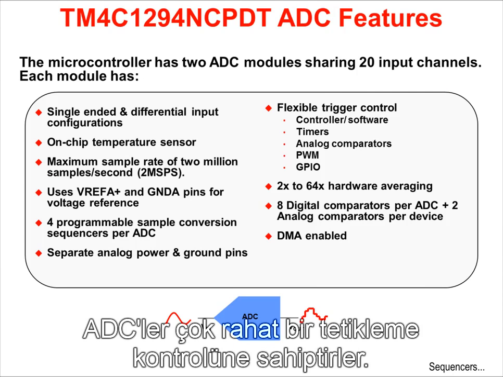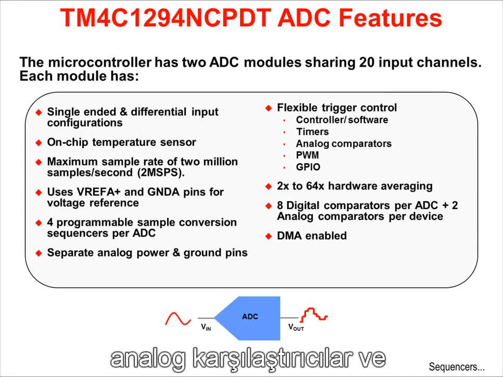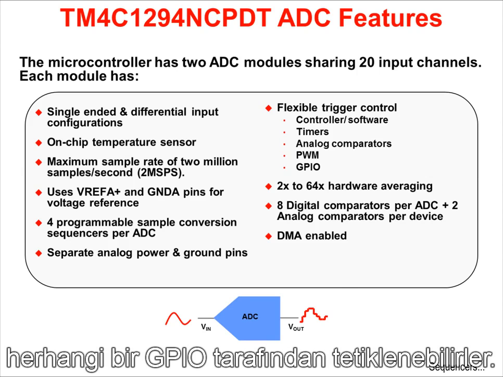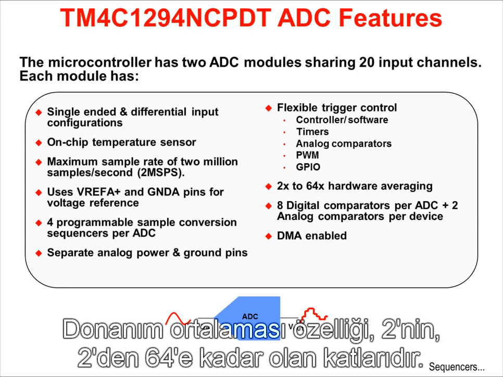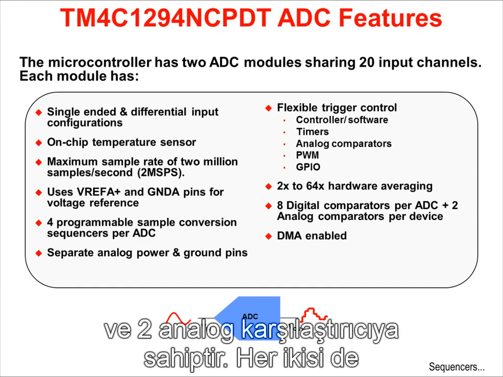The ADCs have a very flexible trigger control and can be triggered by the software, the timers, the analog comparators, the PWM, and any GPIO. Hardware averaging is available from 2 to 64 times in powers of 2. Each module has 8 digital comparators and 2 analog comparators per device. Both modules are DMA enabled.